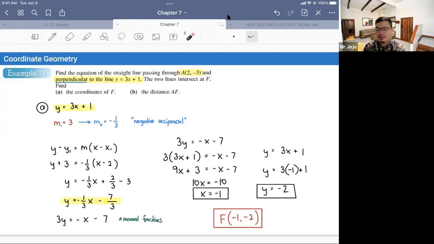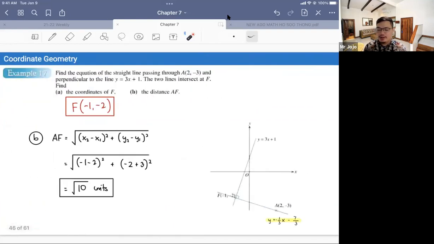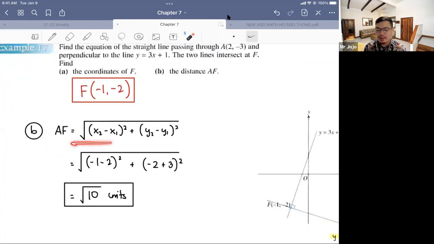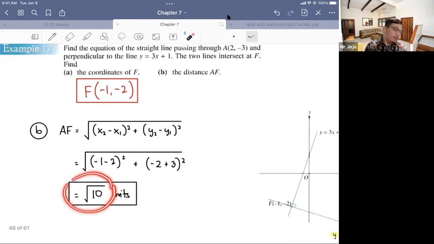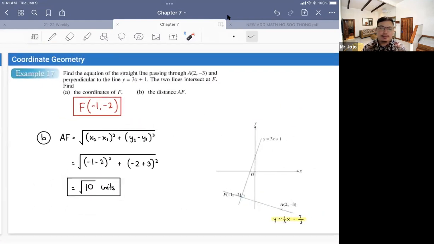For letter B, you just need to find the distance of AF, or the length of the line. Now we have the coordinates of point A and point F, so we can solve for the distance, or the length of line AF. Using the distance formula and substituting all these values, your answer here will be square root of 10 units. So that's your answer for letter B.